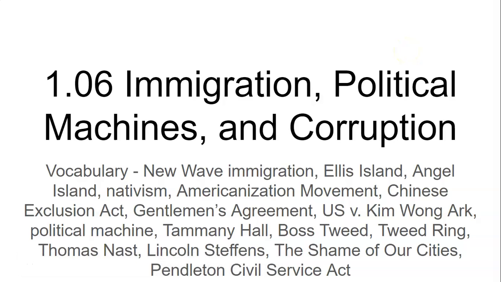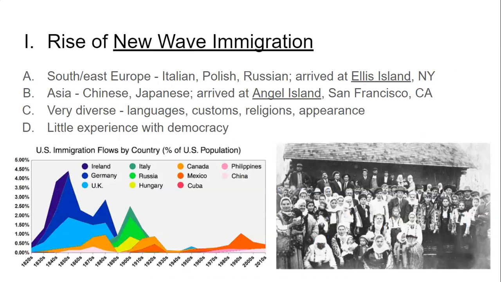Today we are going to be talking about immigration, political machines, and government corruption in general. So, after the Civil War, there is a rise of what's called new wave immigration. This is going to be immigration that happens in the later part of the 19th century, or 1800s, and it is in contrast to what was called old wave immigration that happened before the Civil War.